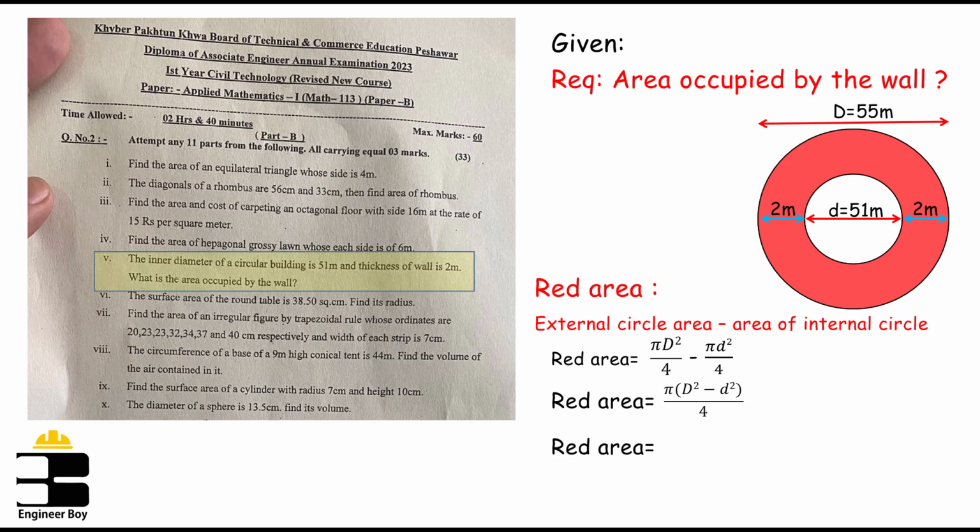Now plug the values into the given formula or equation, anything you call it, does not matter. Pi by 4 times capital D, that is 55 square, minus 51, which is small d, square. We can get the red area equals 333 square meter. So simple. We are scoring very well.